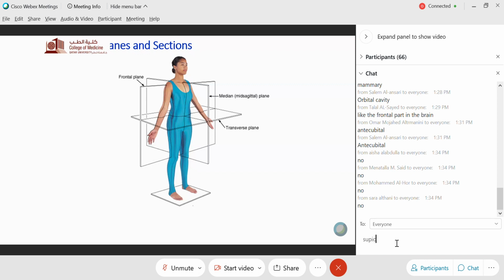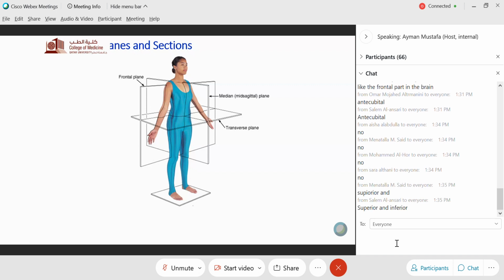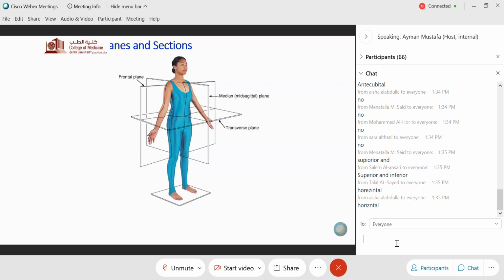What about the transverse plane? The transverse plane is a horizontal plane that divides the body into superior and inferior parts. Notice that we can have only one median plane. We can have plenty of transverse planes, depending on what level you want to make them. We can have plenty of frontal planes, depending on which area you want them to divide anterior and posterior.